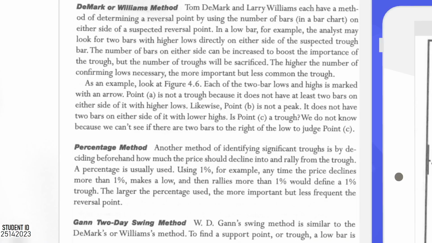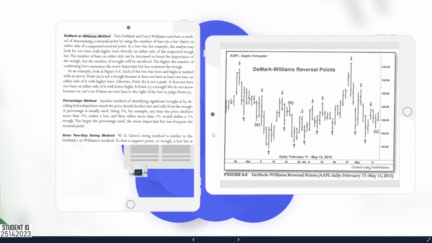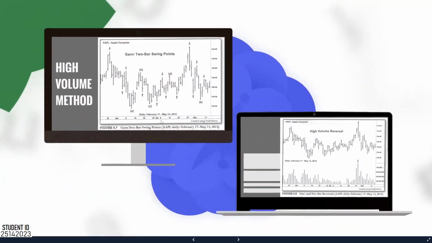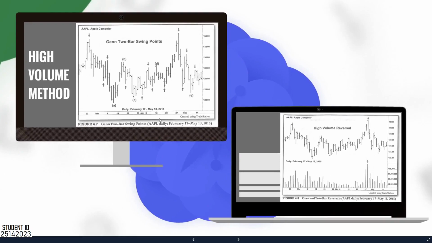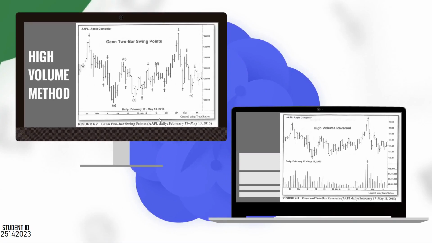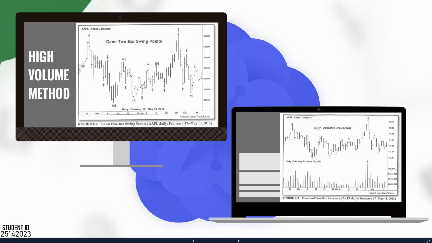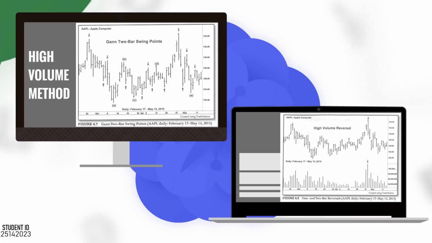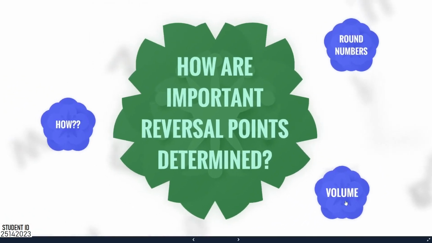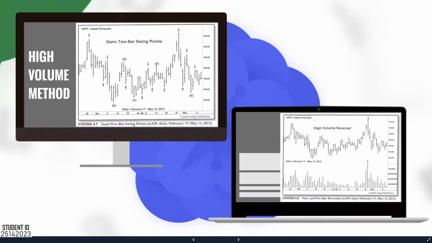Then we come to the high volume method, which is over here. Very large volume can also identify a significant reversal point. High volume indicates that larger than usual activity occurred on the trading day. Figure 4.8 shows that, and this was the Gann 2-bar swing point which I was explaining before in the round number section.